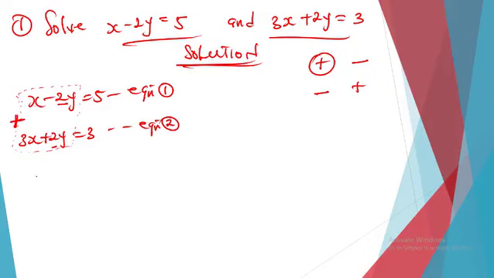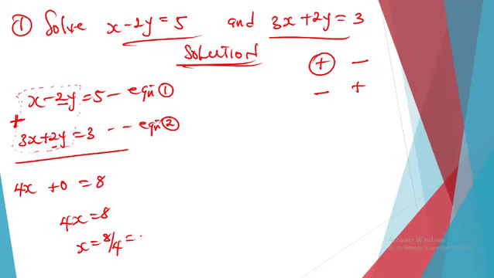We have x plus 3x will give us 4x. Minus 2y plus 2y will give us 0. Then 5 plus 3 will give us 8. We have 4x equal to 8. Therefore x is equal to 8 over 4, which is 2. So the value of x is 2.